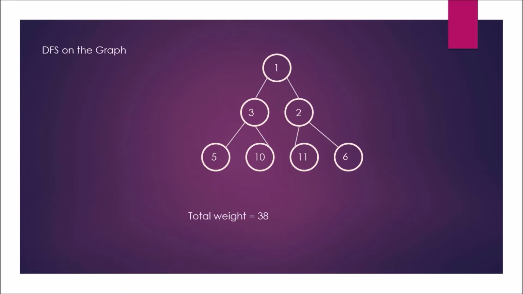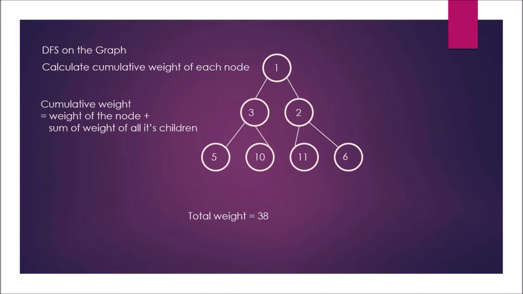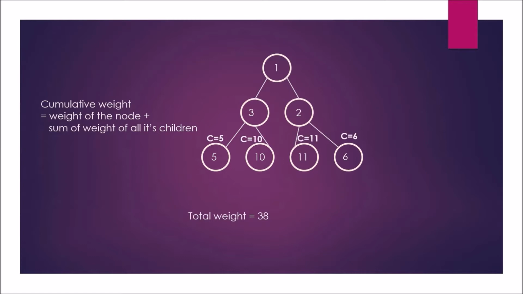The solution is to perform DFS on the graph and calculate the cumulative weight of each node. You must be asking, what's the cumulative weight? A cumulative weight is nothing but the weight of the node plus the sum of the weights of all its children nodes. For example, all the leaf nodes here have the weights 5, 10, 11 and 6. If we use DFS to calculate the cumulative weights, the weight of the parent will be their own weight plus the weight of their children, and it continues.